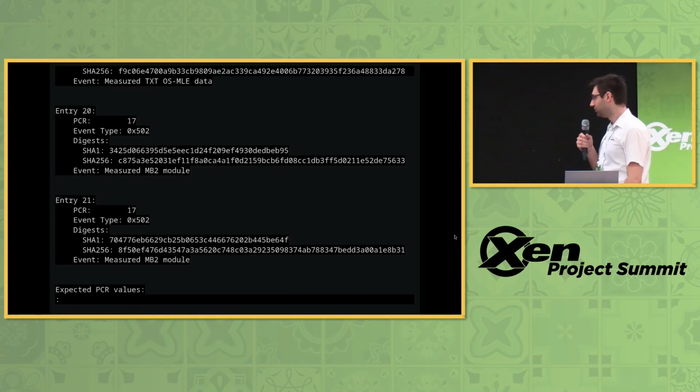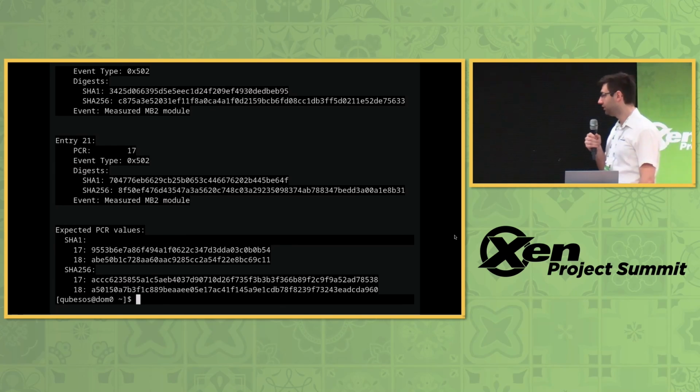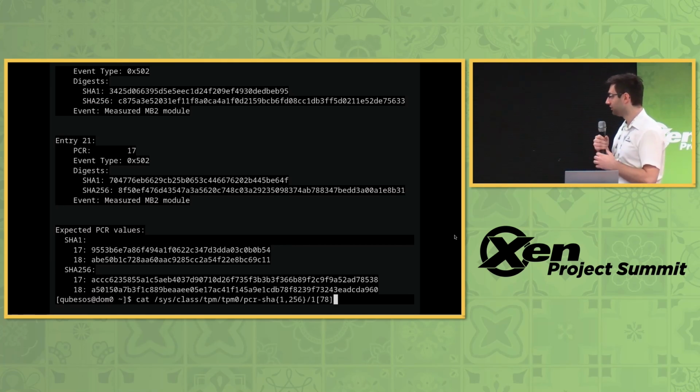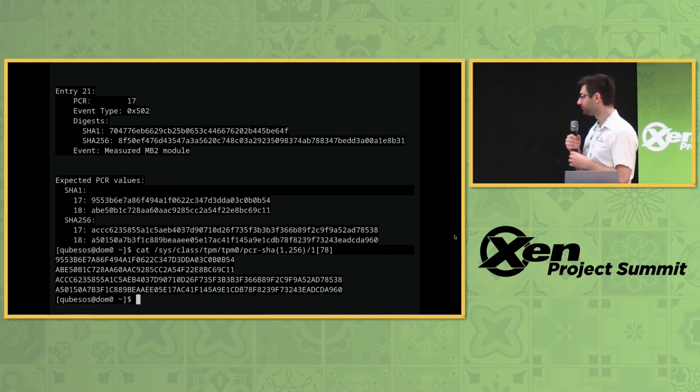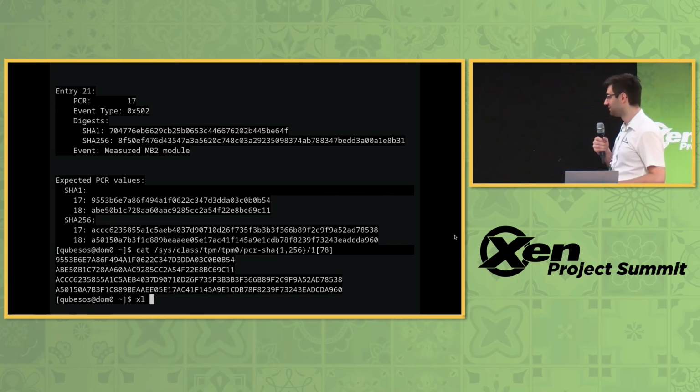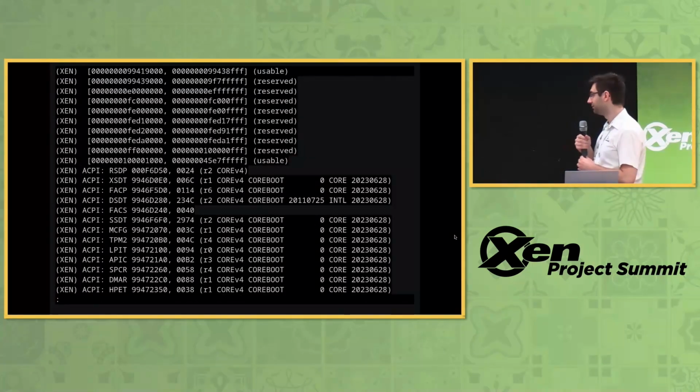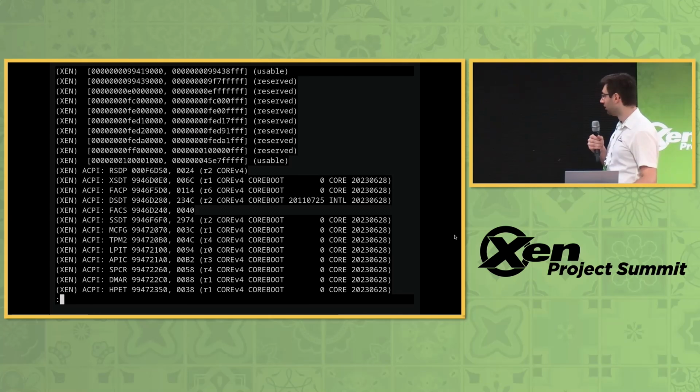At the end of the output of this utility, we have expected PCR values printed. These are the values obtained by extending each of the hashes from the event log to calculate the final value. And then we can compare against the PCRs read from the TPM directly.